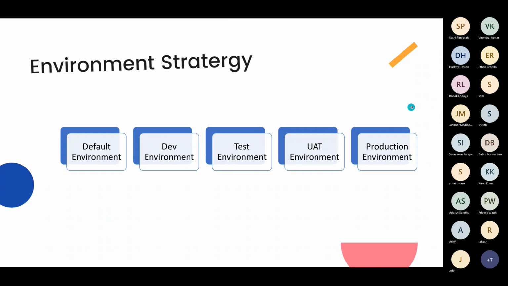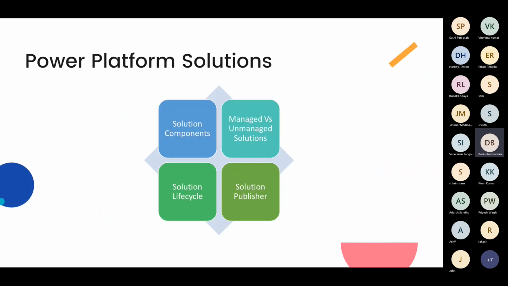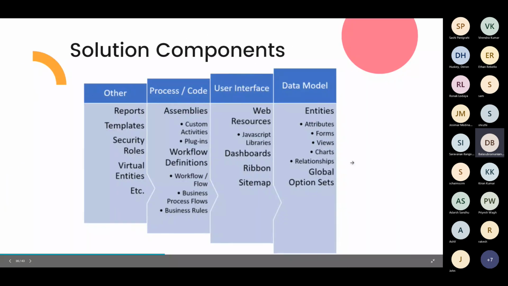Okay. Now, the next, we do have the solutions. If you want to implement ALM for the Power Platform, the key thing you need to know is solutions. We need a good understanding of the solution framework and its capabilities to implement this ALM process. So as part of this, we'll see what the solution components are, what the managed and unmanaged solutions are, and what the solution lifecycle is in the Power Platform. And then we'll see the solution publisher. First, we'll see the solution components.